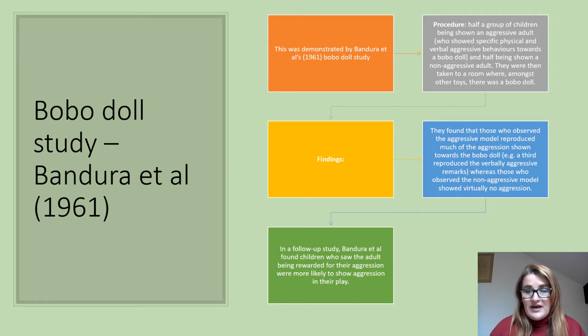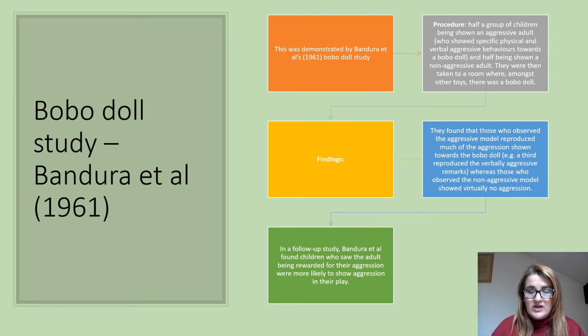Okay, this is what they found. You can probably guess what they found. So they found that those who observed the aggressive model reproduced, in common sense language, acted out or imitated the aggression shown towards the Bobo doll, and a third actually reproduced the verbally aggressive remarks, where those who were shown the non-aggressive adult, the model, showed virtually no aggression. There wasn't none, but virtually no aggression. Also, there are quite a few follow-up studies, but just for your booklet, if they saw the adult being rewarded with sweets, they were even more likely to imitate that behaviour.